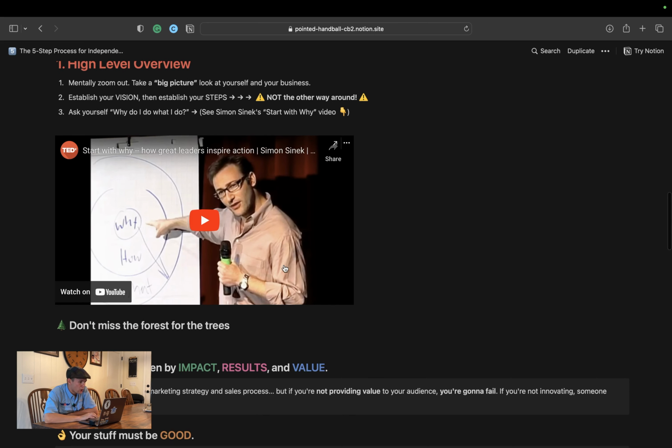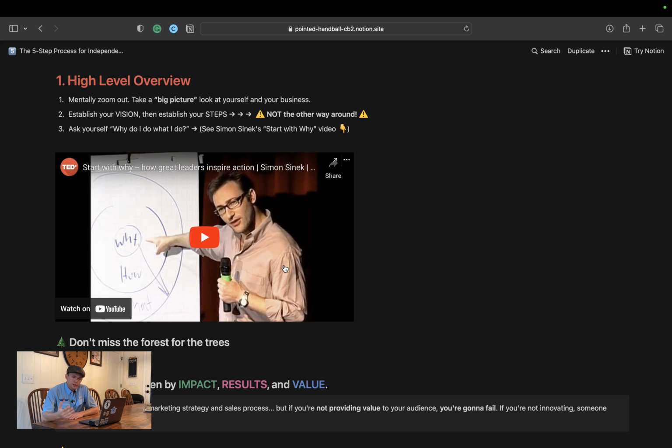So the high level overview, zoom out, take a big picture. What is your why? Why do you do what you do? Look at yourself and your business, establish your vision. Here's what I want to do with my life. Establish the steps that make that happen, not the other way around. Don't say, I want to do this and this, and maybe that fits into my vision. What you want to do is say, this is my vision.